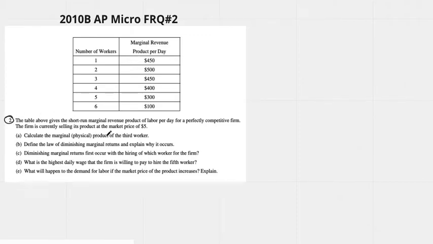The table above gives a short-run marginal revenue product of labor per day for a perfectly competitive firm. The firm is currently selling its product at a market price of $5. Calculate the marginal physical product of the third worker. Remember, marginal revenue product is marginal product times the price of the good. Whatever the price of the good was, it's $5. Our marginal revenue product for the third worker is $4.50.